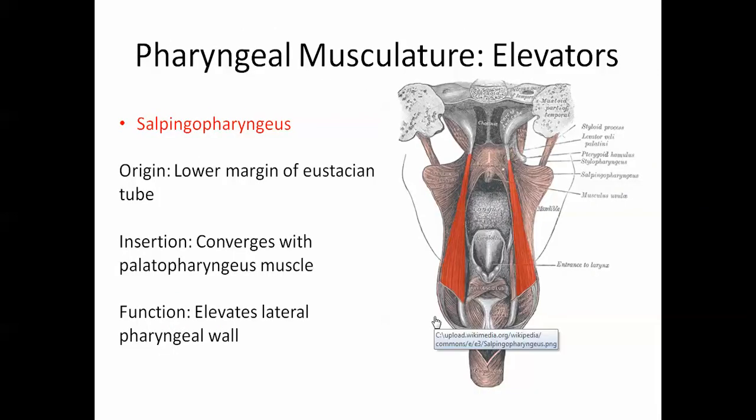All right, and then we have the salpingopharyngeus. So here's that posterior coronal view. Here's the tongue, the epiglottis. Here's your uvula, your velum. This is actually your nasal cavity up here. Okay. So its origin is the lower margins of the eustachian tubes, and then it converges with the palatopharyngeus muscle. Okay, and it elevates the lateral pharyngeal wall.